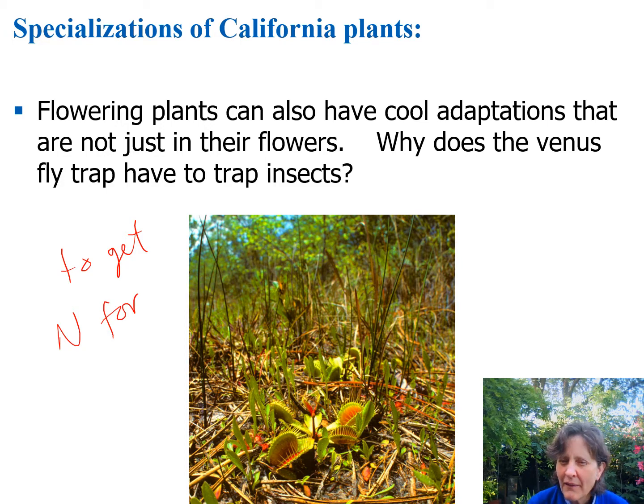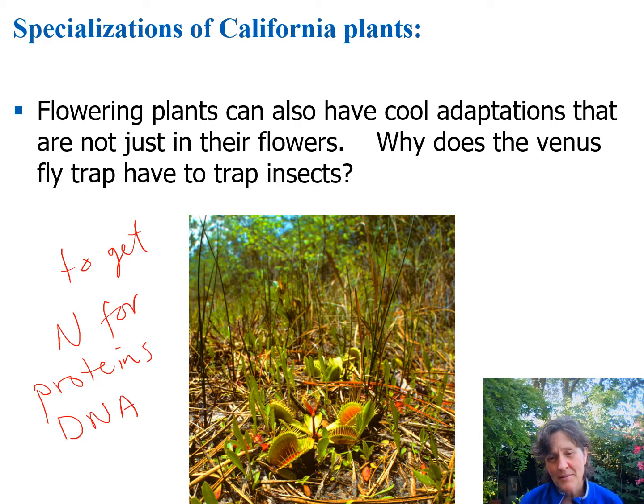For what kinds of molecules do we need nitrogen? Do you remember from our earlier units? We talked about proteins and DNA, two crucial molecules for life. And so these live in swamps, and swamps tend to be low in that nutrient. And so this is one way that they can do that, is to trap these insects.